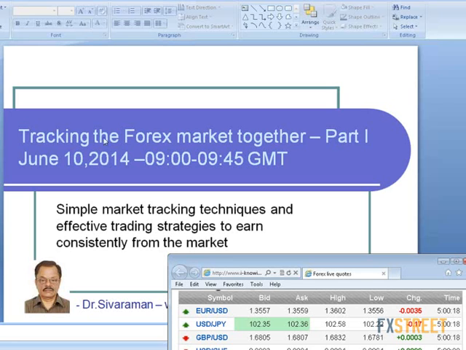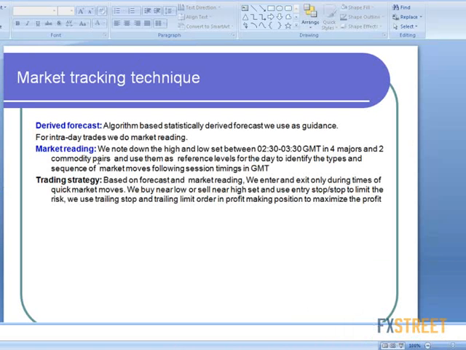And in this, we follow the three components, namely the derived forecast. The forecast is derived using a specific statistical algorithm, which is given in FX Street on Mondays as Asian session live market analysis. And during that time, I give the forecast for the entire week. And that also gives the session-wise moves.